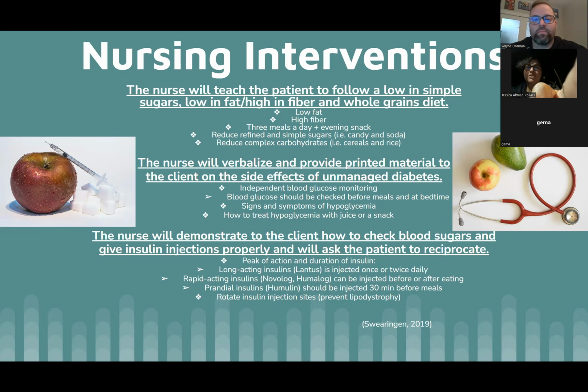So here you would want to teach about peak of action and duration of insulin. Long-acting insulin, such as Lantus, is injected once or twice daily. Rapid-acting insulins, like Novolog or Humalog, would be injected before or after eating. And prandial insulins, such as Humulin, would be injected 30 minutes before meals. Most importantly, you'd want to teach the client to rotate injection sites to prevent lipodystrophy.